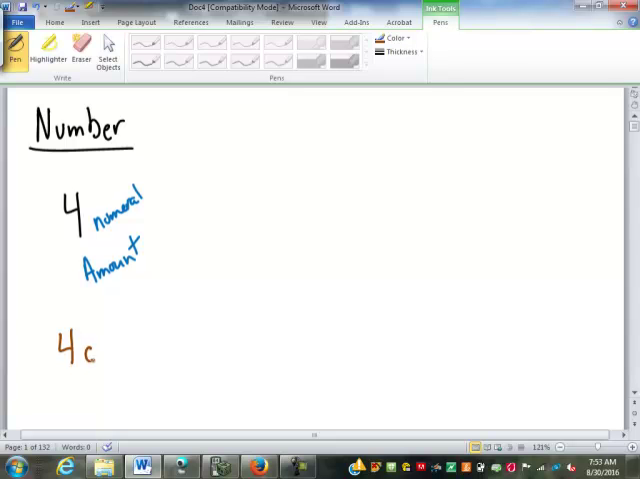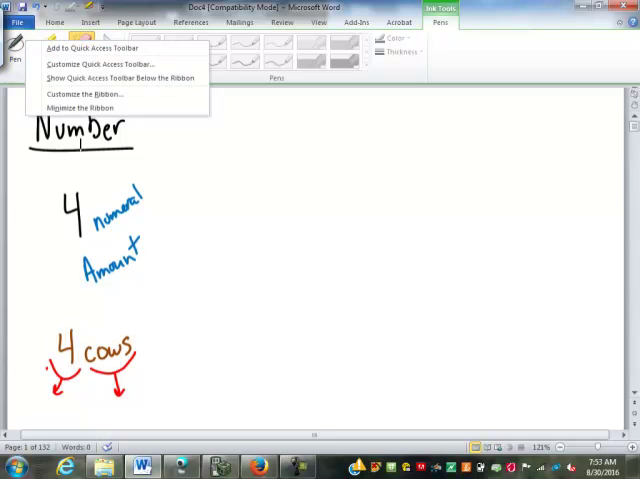So it might be 4 cows. Now that's a complete number. It has this amount, the 4, which tells us how many. I'm going to call that the name. And it has a label. In this case, the cows. Oops, name, what do I mean? That's what I get for coming to work totally sober for once.